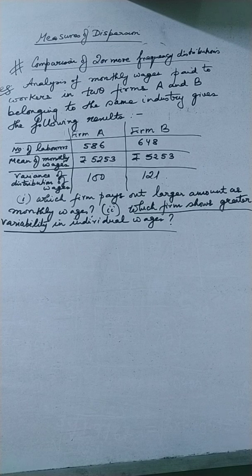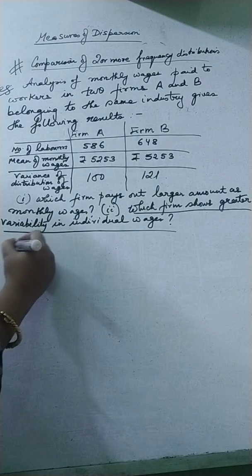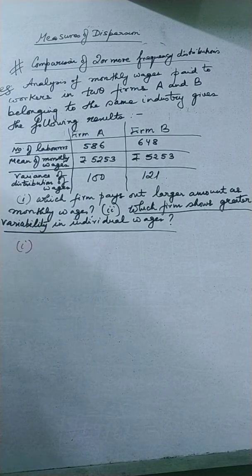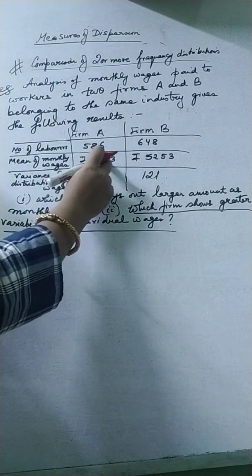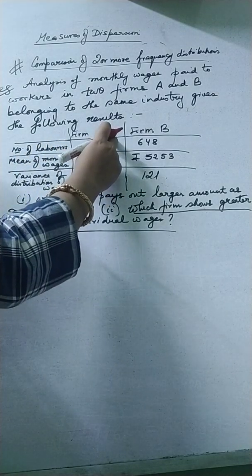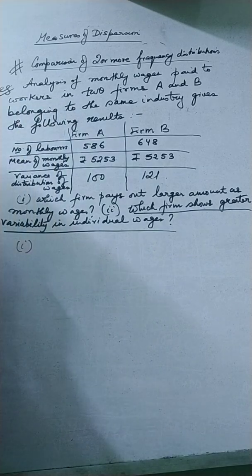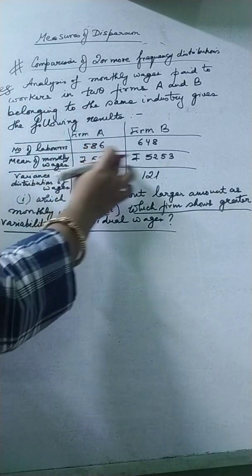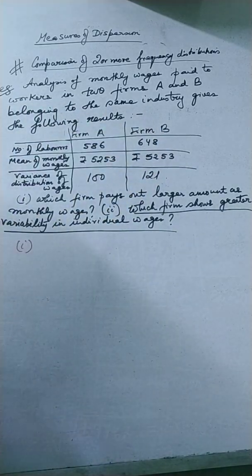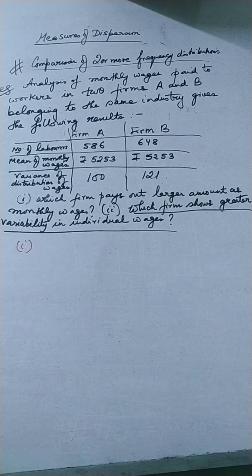In other words, coefficient of variation has to be found for the two firms. But before that, let us do the first part. The first part is, which firm is paying larger amount as wages? So the solution for one, let us see. Now individual wages is 5253, but their number of laborers is this, their number of laborers is this. So obviously this is fixed. So more laborers means more money is going out in the form of wages. It's obvious, but we have to write it and show.